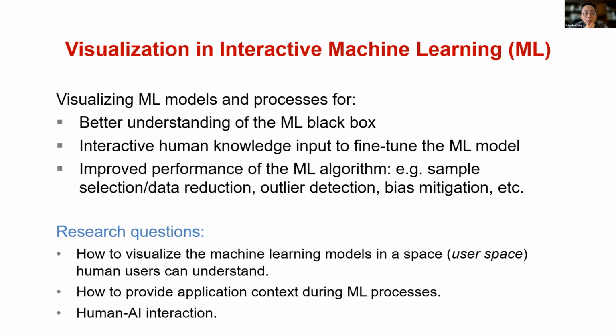We need to better understand the machine learning black box. We want to apply interactive human knowledge into the machine learning model process and improve performance. There are a couple of challenges here. One is how do you actually visualize the model and the process in a space where people can understand. Second is how do you provide application context during machine learning processes, for example, how do you see the intermediate layers in your deep learning. And finally, of course, how can humans interact with your machine learning model.